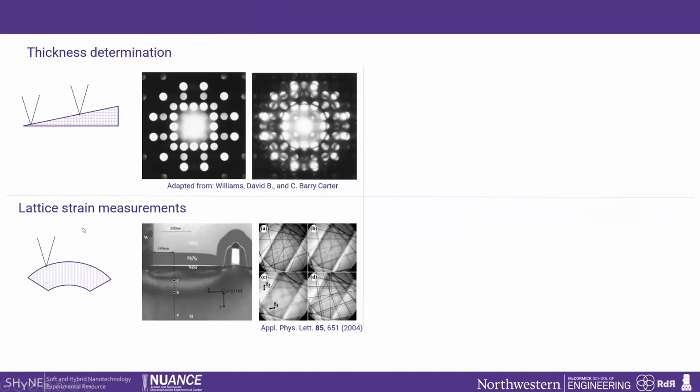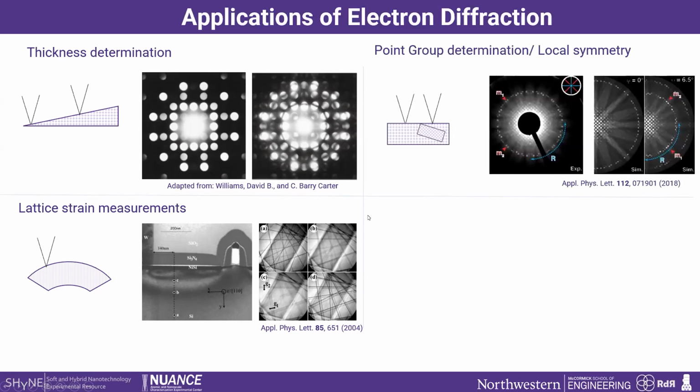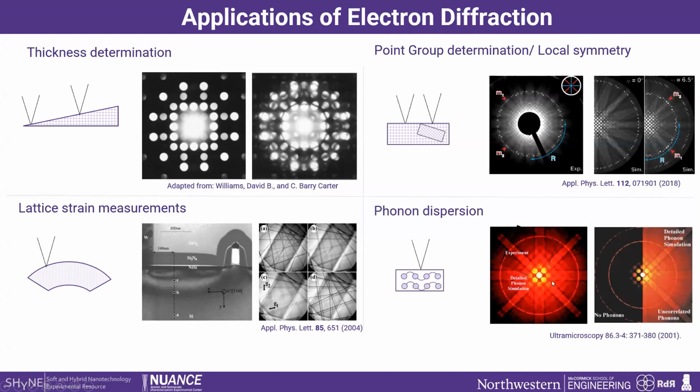Then there are things like strain measurements. For that you can use the other technique, so-called large angle convergent beam electron diffraction. You can analyze those Kikuchi lines, similarly to TKD actually, but more localized, I would say, and measure strain, for example. Other things include point group determination, local symmetry at very localized, nanometer resolution, and also phonon dispersion, for example, information about the vibration of the atoms.